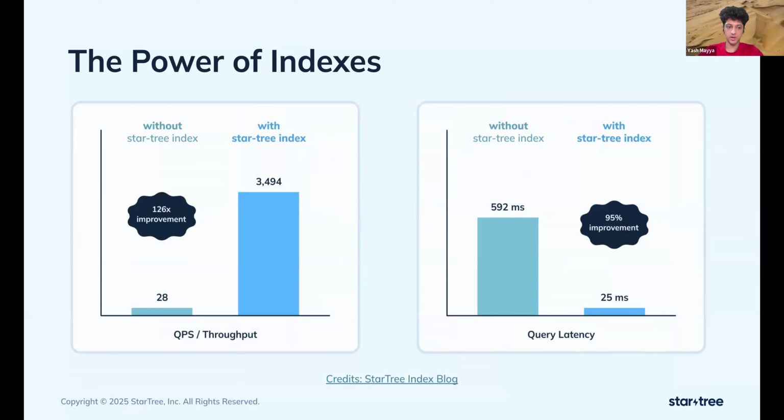So some more great numbers here in terms of QPS throughput as well as latency. So we see both the throughput increasing, max throughput supported increasing, and at the same time, we see the query latency decreasing with the use of these indexes.